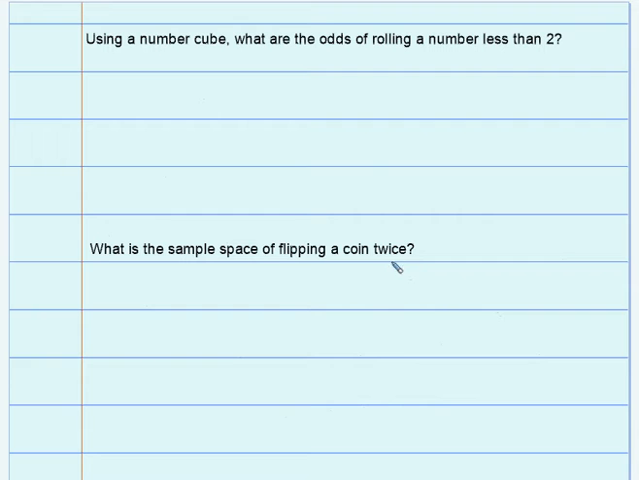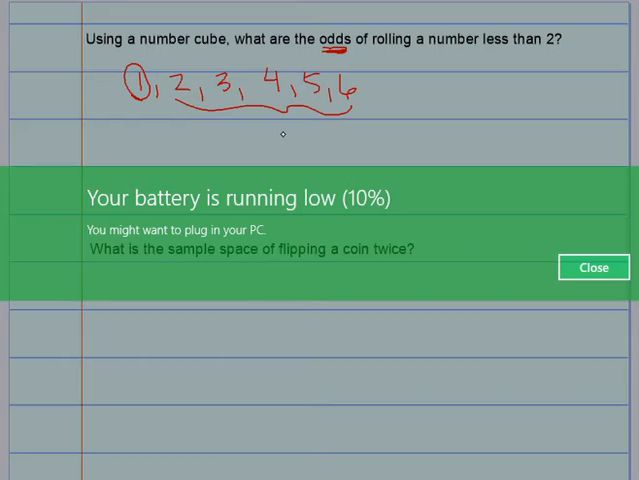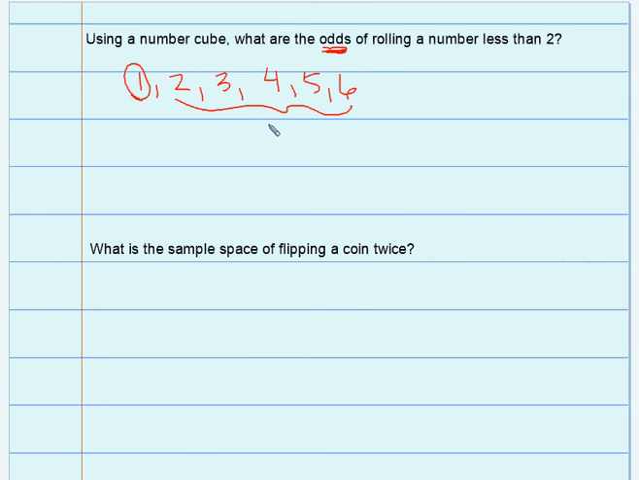Using a number cube, what are the odds, not probability, odds of rolling a number less than 2? Well, on a number cube, remember you have all 6 numbers, 1 through 6. So what numbers are less than 2? Less than 2 is 1, and all the others are not less than 2. So the odds would be 1 to 5.